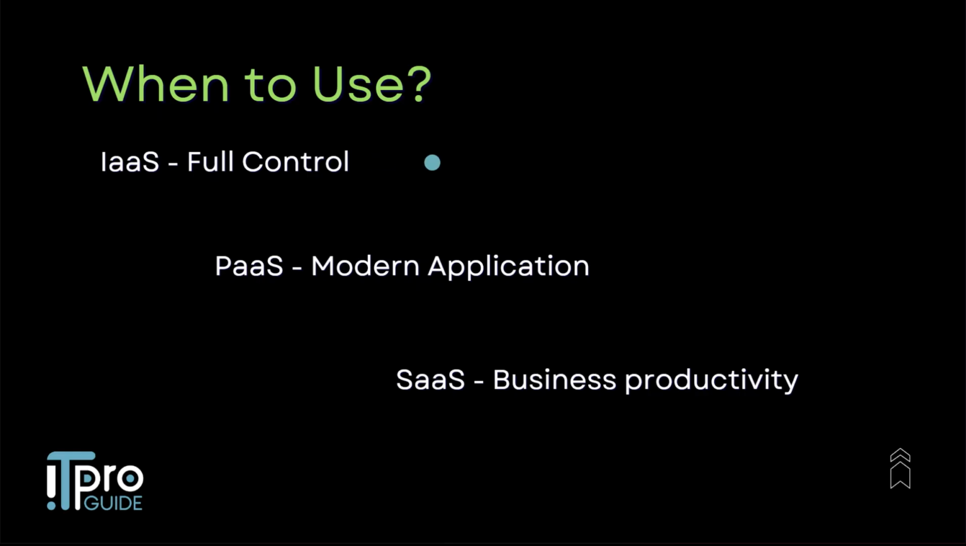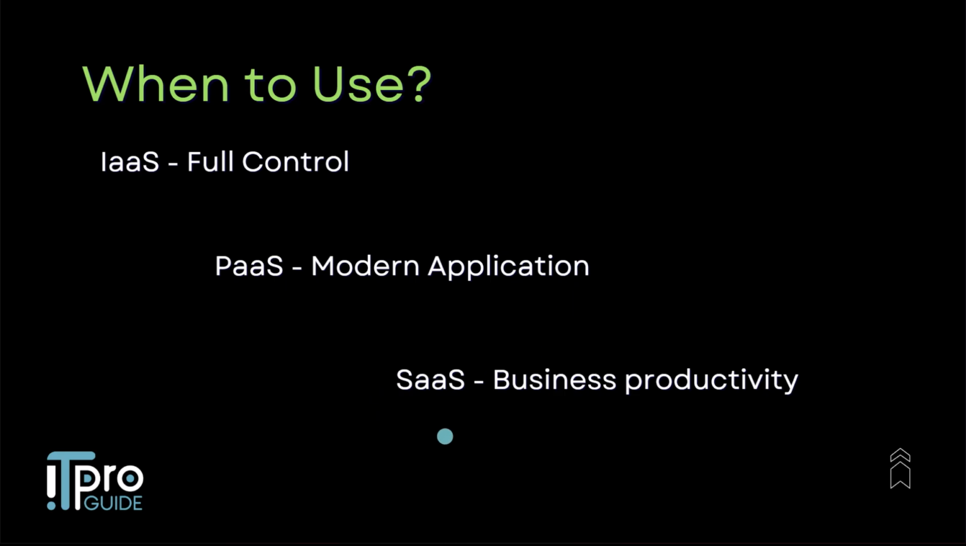But if you're using modern platforms like microservices, containers, then platform as a service is going to be one of the best choices. You can use platform as a service like Kubernetes or Docker platforms to implement your application, and that will have less overhead on you as more responsibility goes to Microsoft.